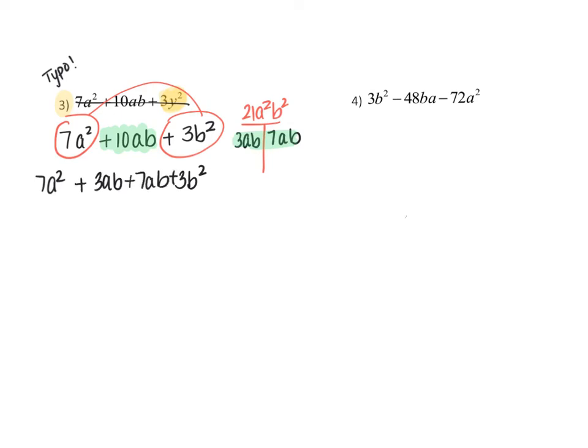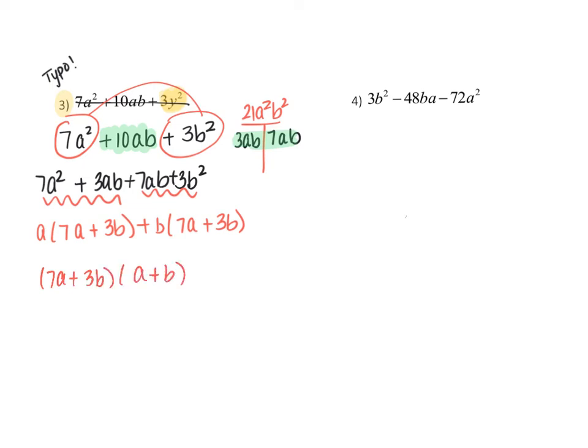Now, when you did this, you could have had the 7ab here and the 3ab here. Either way, you should still arrive at the same answer as I do. So this is actually good to show. For these two, my GCF was a, and I'm left with 7a plus 3b. Here, I took out a GCF of b, and I'm left with 7a plus 3b. And these 7a plus 3b's are the same, so I'm going to go ahead and pull out one more GCF. So 7a plus 3b, and then I'm left with a plus b. So that should have been your final answer.